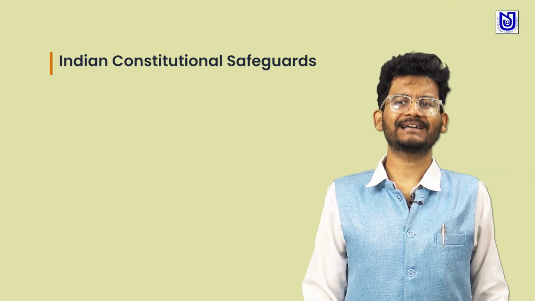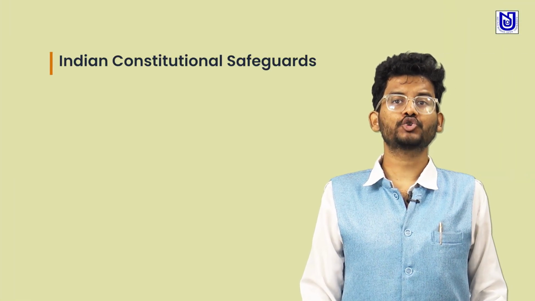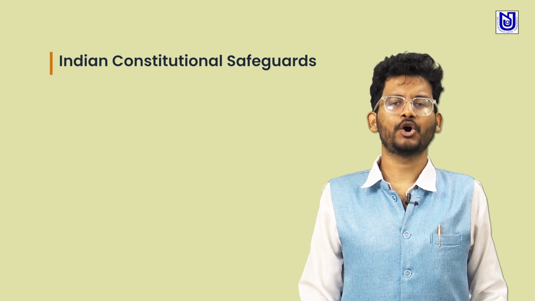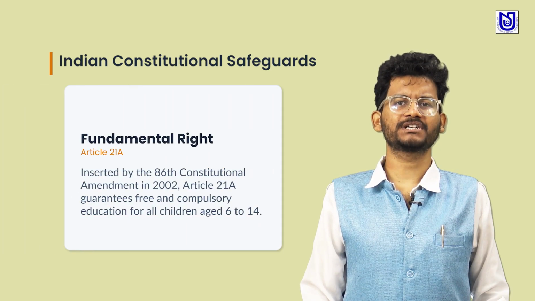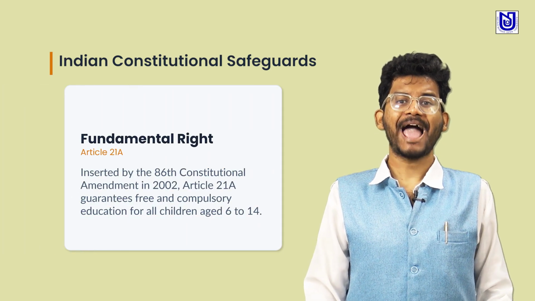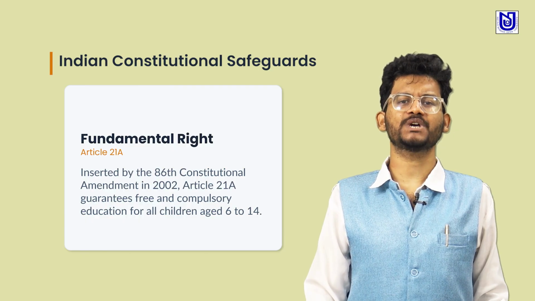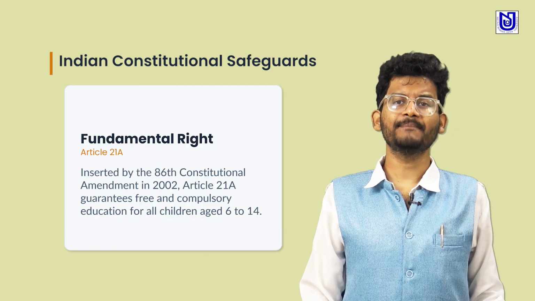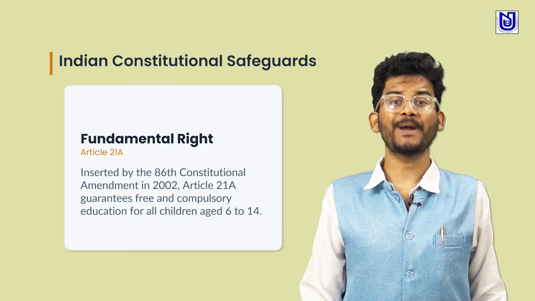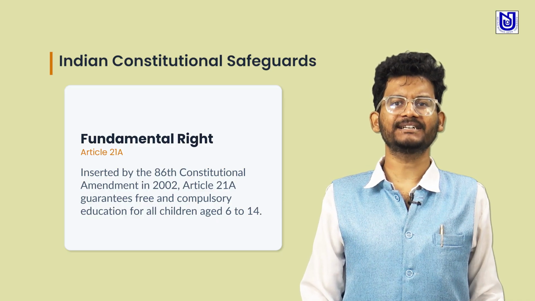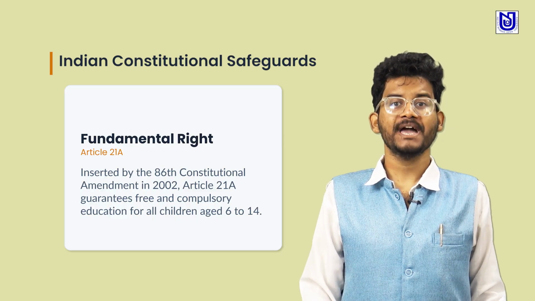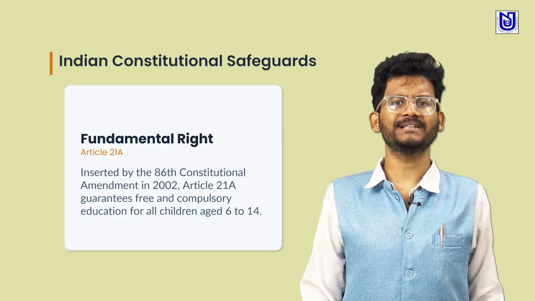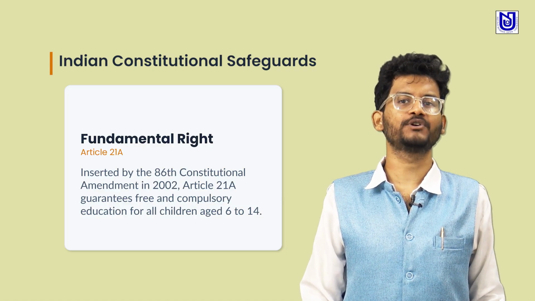Let us briefly look at the Indian context through the constitutional safeguards of India. The basic part 3 of the Constitution, fundamental rights, actually guarantees this right to education in India. The fundamental right under Article 21A, which was inserted by the 86th Constitutional Amendment Act 2002, guarantees free and compulsory education for all children between the ages of 6 to 14.